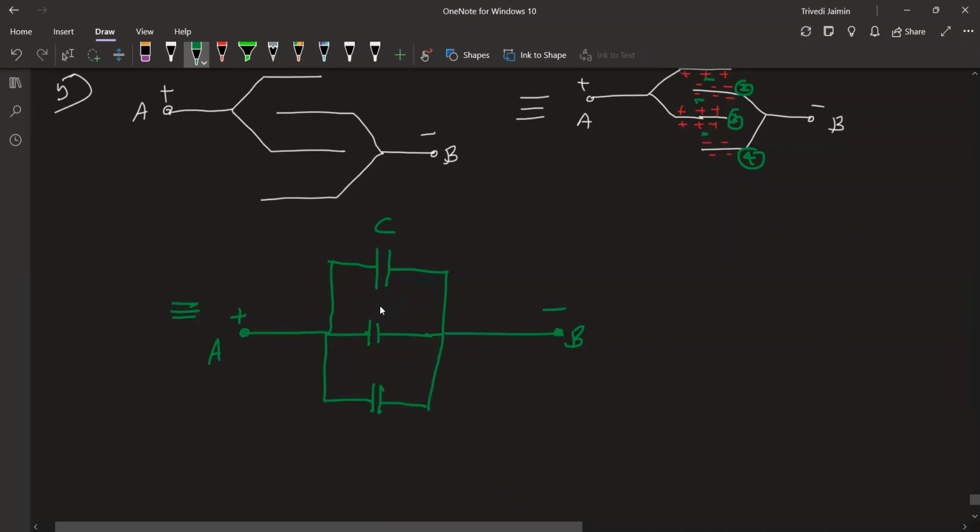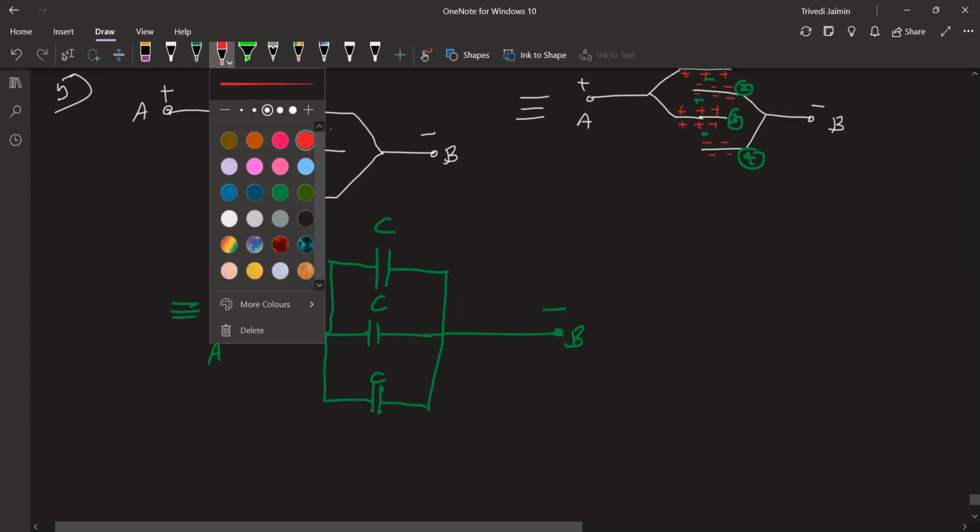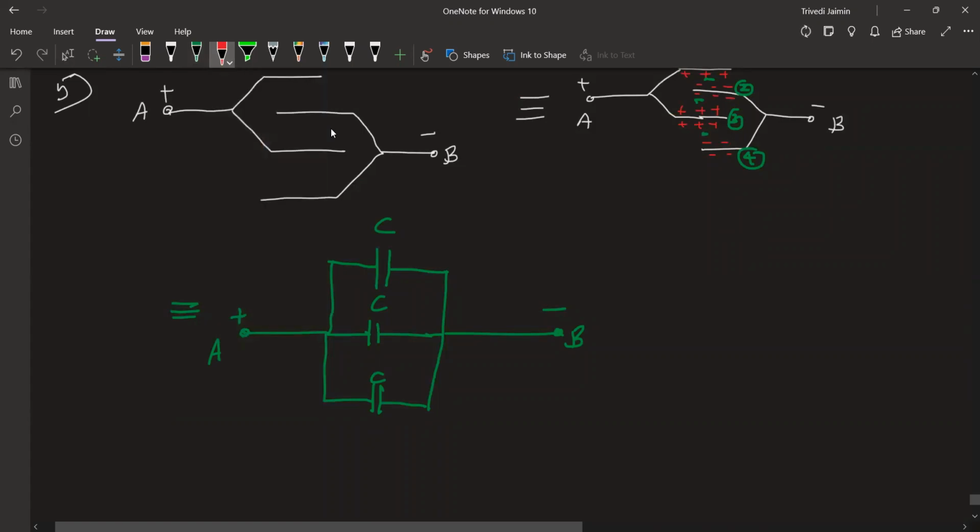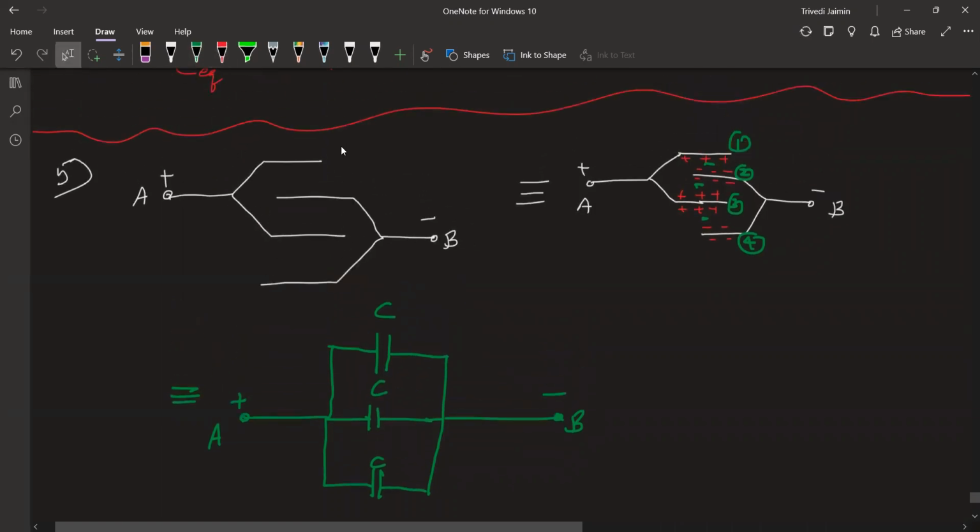Now these are all C, C, C. So this was the first plate connected with the second plate. This third plate is connected with the second plate. And this third plate is connected with the fourth plate. Are you able to understand what I'm doing here? Now C equivalent is easy: C plus C plus C, which is 3 times C.